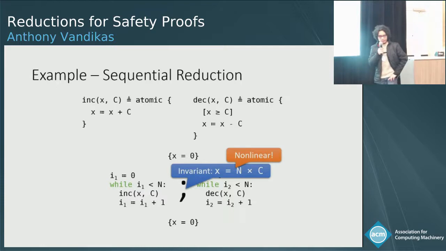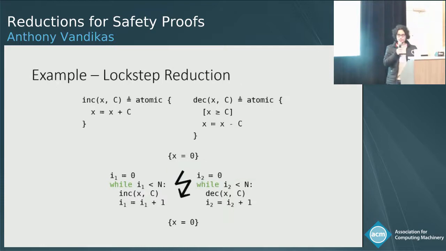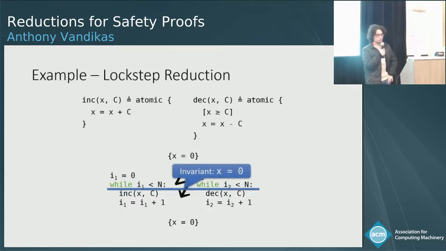So what if we take a different, simpler version, which we call the lockstep reduction, where each thread executes in lockstep. Every increment is immediately followed by a decrement. In this case, the invariant is very simple. It's just x equals 0. And unlike before, this is linear, and this is something that a typical program verifier can feasibly come up with.